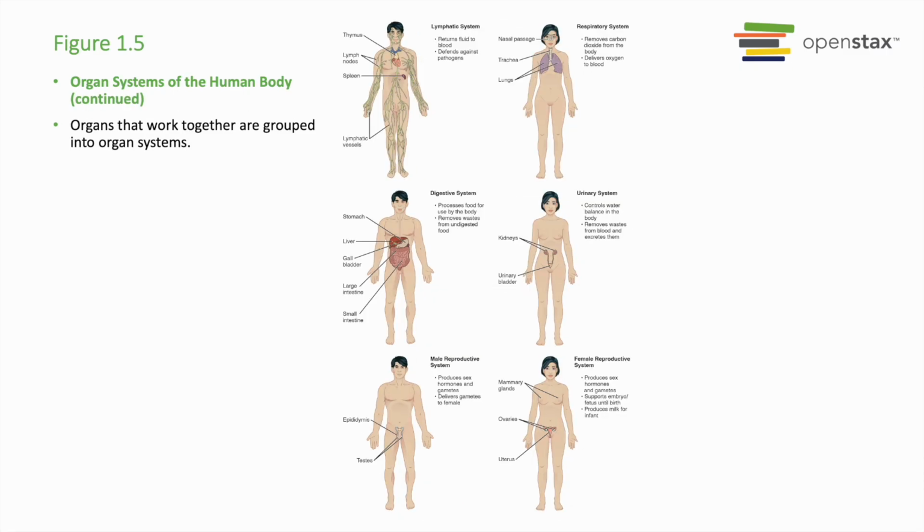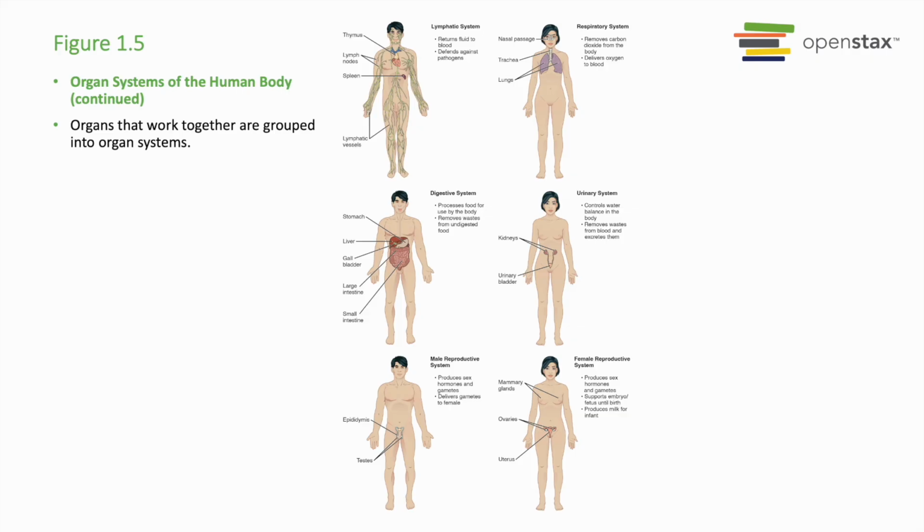Figure 1.5: Organ systems of the human body, continued. Organs that work together are grouped into organ systems. The lymphatic system returns fluid to the blood and defends against pathogens. The lymphatic system includes the thymus in the chest, the spleen in the abdomen, the lymphatic vessels that spread throughout the body, and the lymph nodes distributed along the lymphatic vessels.